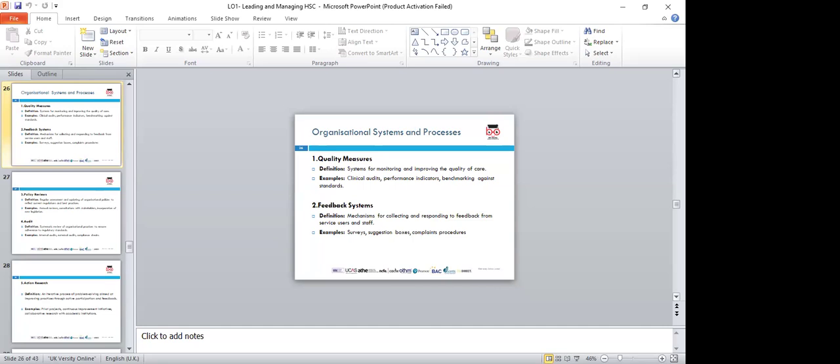Example, clinical audit, performance indicators, benchmarking, and handover. For me, it's a key thing. The care plan would also show you some things about the person as well. Okay. Right. Feedback systems, also the same: mechanisms for collecting and responding to feedback from service users and staff. Example, surveys, suggestion boxes, complaint procedure. Again, for me, handover notes also play a major role in the feedback, okay?